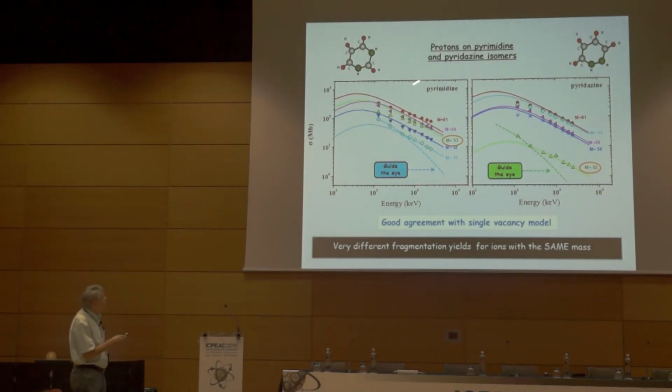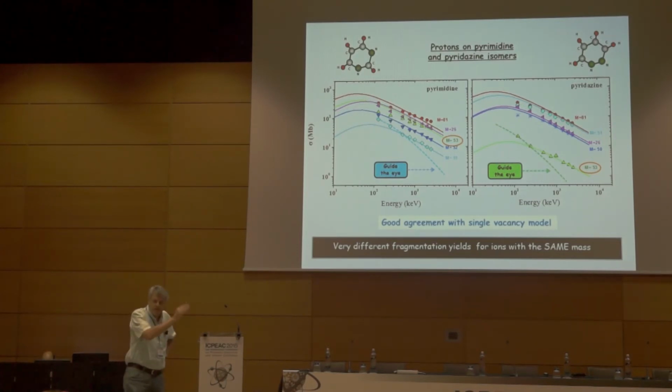fragment ion cross-section, and I put here the two isomers, pyrimidine and pyridazine. Now you see that these are the larger cross-section fragments, the more abundant fragments, and they have the same shape. They have only one concavity. That's one observation about these two. It doesn't matter whether this is agreeing well or not. The point is not the agreement. It's just to look at the general shape.